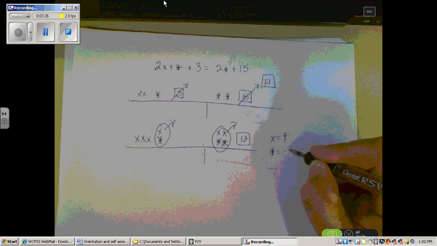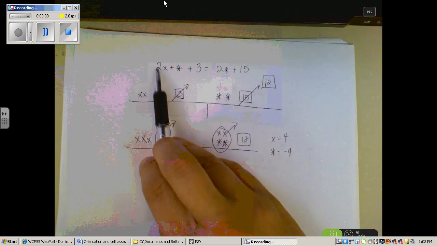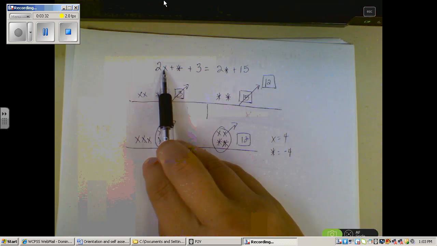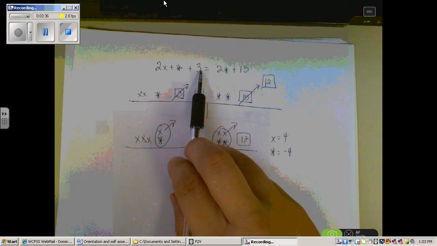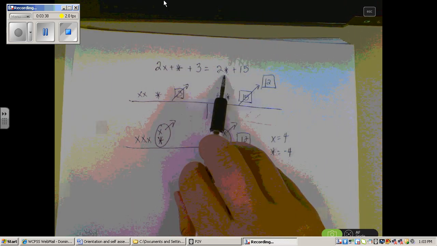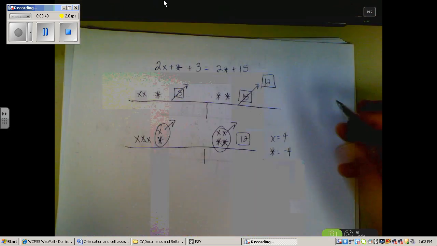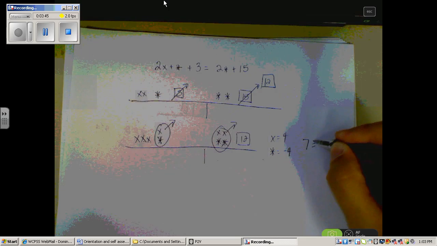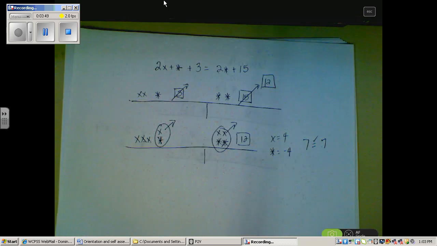Star is negative 4. We plug those back into the original equation. 2 times 4 is 8, plus a negative 4 is 4, plus 3 is 7. 2 times negative 4 is negative 8, plus 15 is 7. Yes, 7 equals 7. Let's try another one.